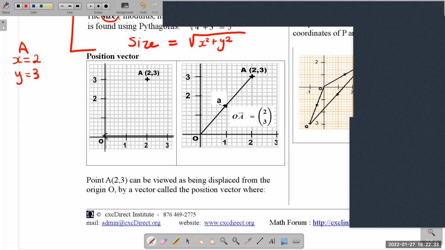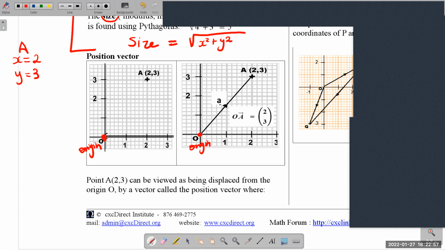Anybody remember what the origin is? The origin is where X is 0 and Y is 0. So this middle point right here that we label O. So everybody see what the origin is? We spoke about it when we did the Cartesian plane, when we did the whole X and Y axis thing.